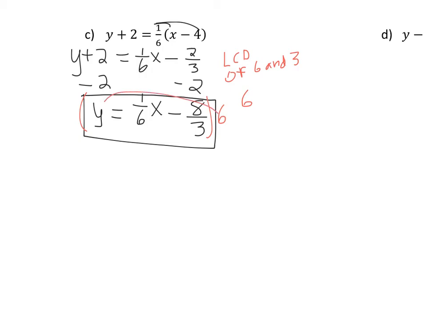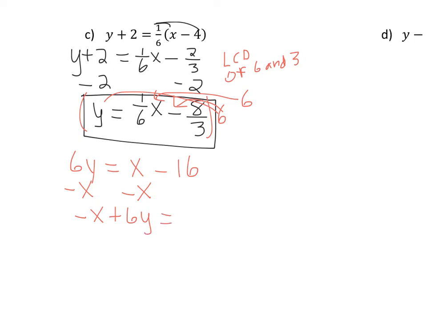Distribute that 6. 6 times y is 6y equals 6 times 1/6 x is x. And 6 times -8/3 actually becomes -16. So I got rid of the fractions. The next step, I need to bring my x over with the y. So I'm going to subtract x from both sides. Again, putting the x term first. -x plus 6y equals -16. Okay, got rid of fractions, have x and y together.